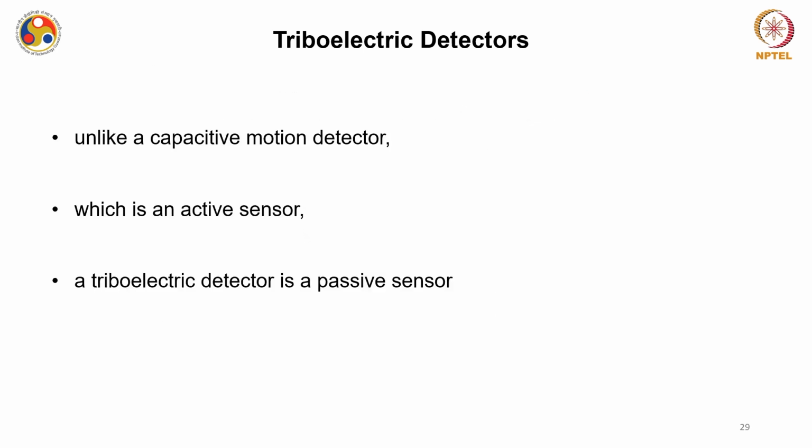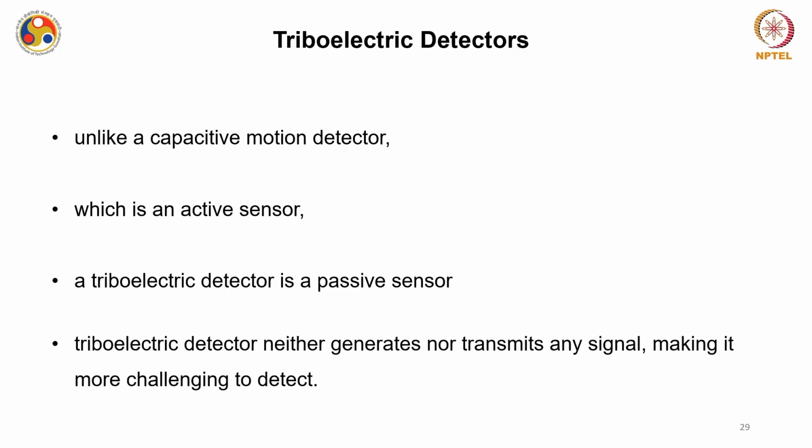Please note that unlike a capacitive motion detector, which is an active sensor, a triboelectric detector is a passive sensor. This is very important, particularly from the point of view of the difference between capacitive and triboelectric sensors. So this triboelectric sensor can work in a passive mode, which is very, very important. The triboelectric detectors neither generate nor transmit any signal.